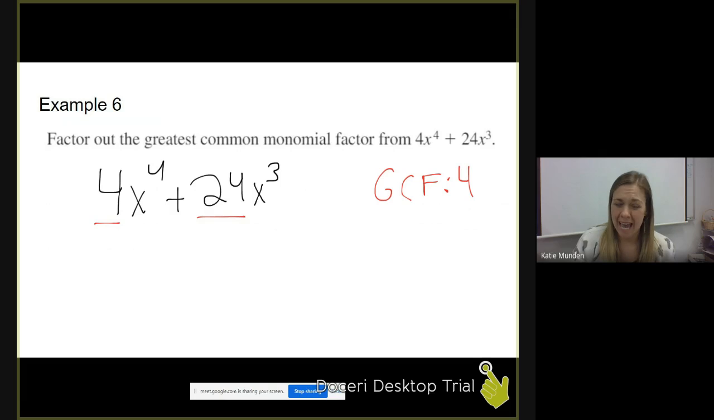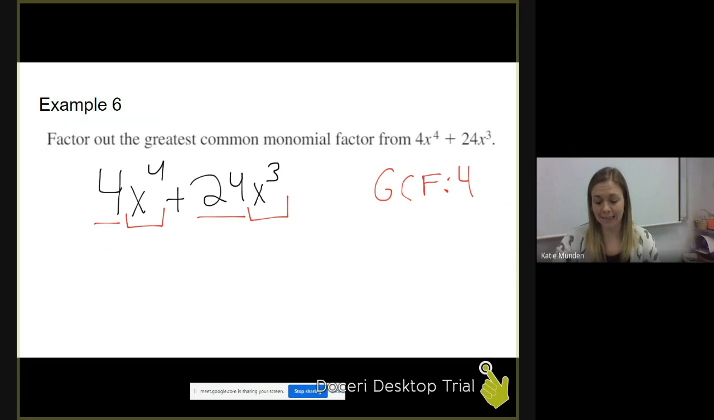Now let's look at the x's. You always look at these in terms of how many x's each has, like they each have at least how many x's. Our first term is x times x times x times x. It has 4 x's. The second term is x times x times x. It has 3 x's. So they each have at least 3 x's, and that's also going to need to be in my GCF. So my GCF here is 4x to the third.